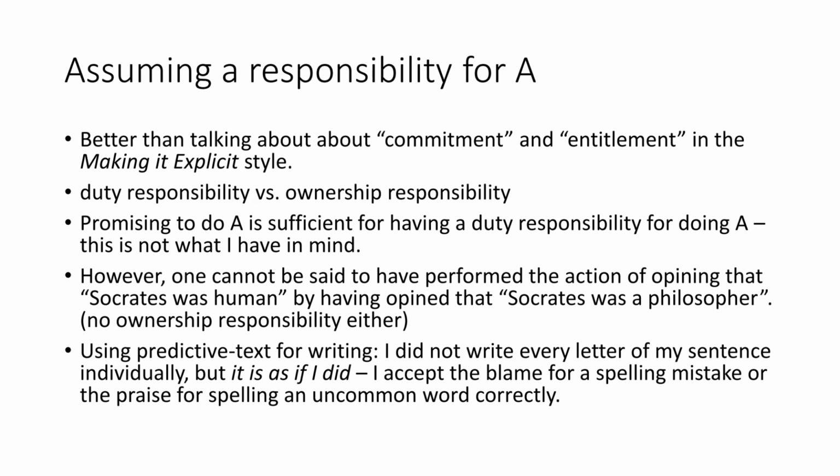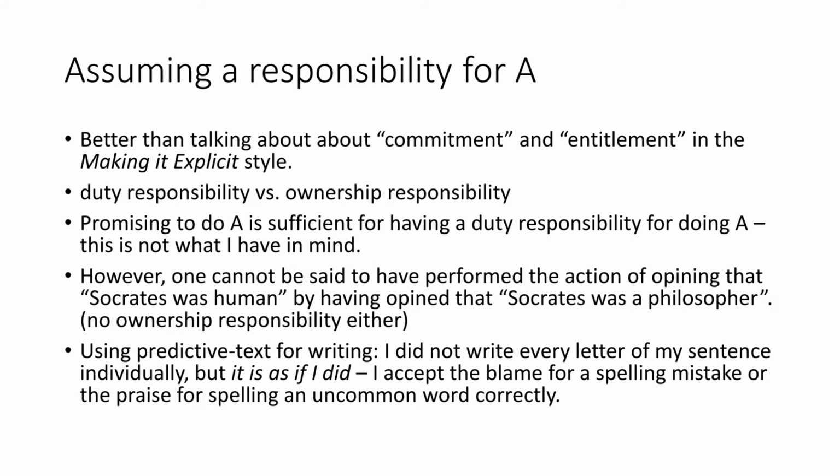So, a responsibility for A could be, I accept blame for A or praise for A as if I did. I'm not going to say I did A, but it's as if I did. Because suppose in this example of using predictive text for writing, what follows by reason from writing an entire sentence is that you wrote every letter from that sentence. And it might be the case with predictive text writing that you don't write every single letter, right? You're shown some options and you choose entire words or phrases, and that's how you write that sentence.